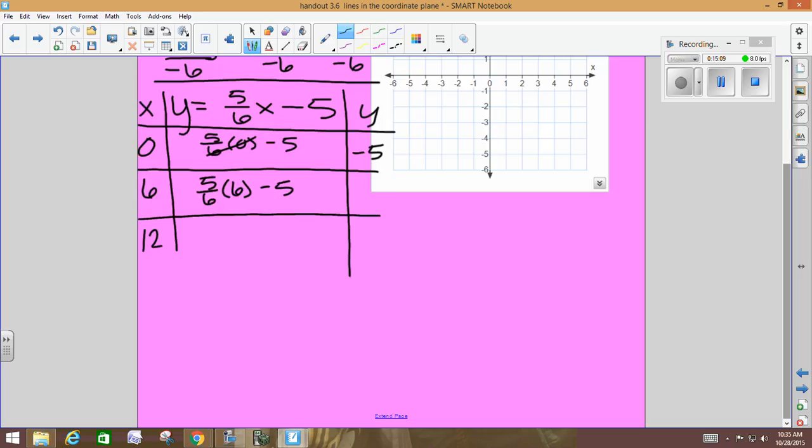Substitute 6 in, excuse me, not out. When you multiply a fraction and a whole number, it's just the numerator, so that would become 30 over 6. 30 over 6 is 5. So then 5 minus 5, 0. Yes, you can do that too. If I use 12 and I multiply across, 5 times 12 is 60. 60 over 6 becomes what? 10. And 10 minus 5 is 5.